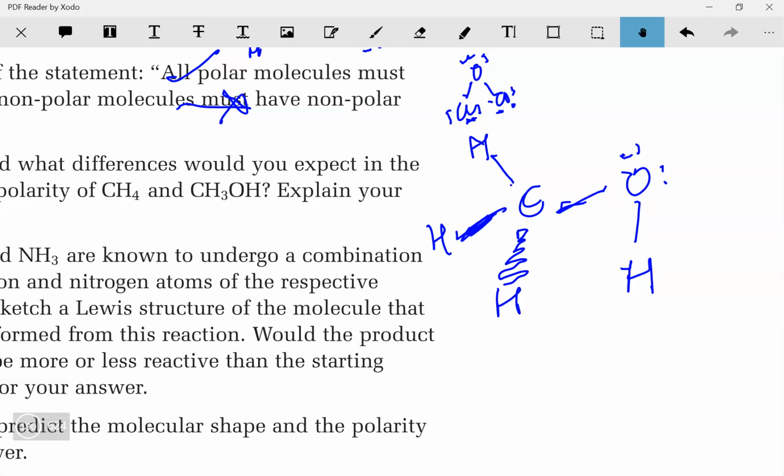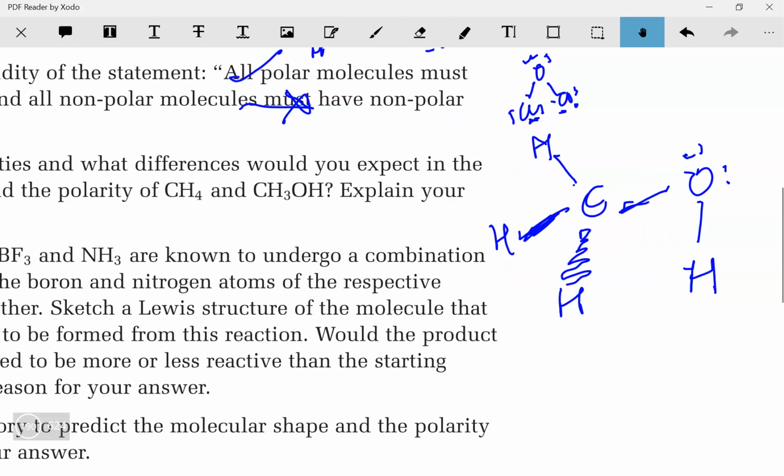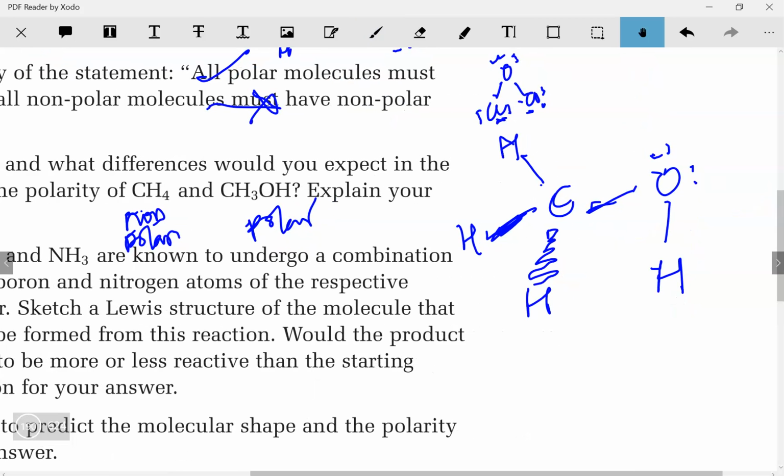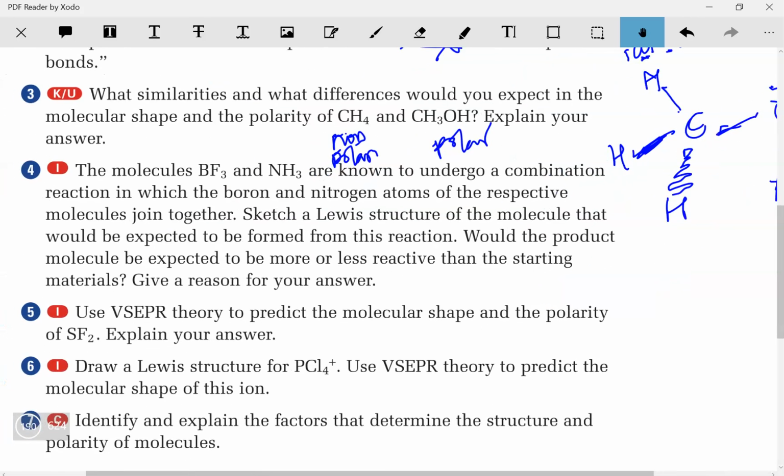CH4 is just a plain tetrahedral. CH4 is nonpolar. Part B, its structure is symmetrical, tetrahedral, so that makes it nonpolar. CH3OH will be a polar molecule because you have this carbon-oxygen bond and the oxygen-hydrogen bond, which make it polar.